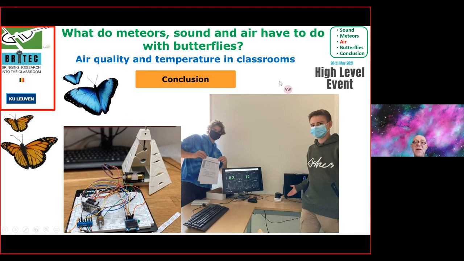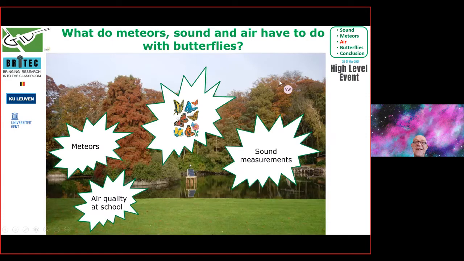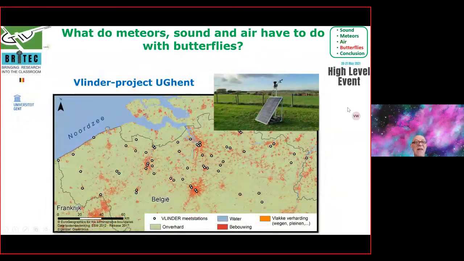The butterflies are appearing. So I can tell you more about the butterflies. What the butterfly project is, in fact, is a citizen science project of the University of Ghent. In Dutch, butterfly means vlinder. So it's a Vlinder project.